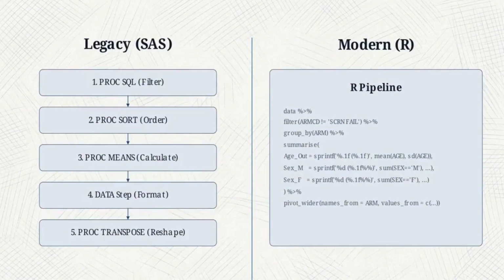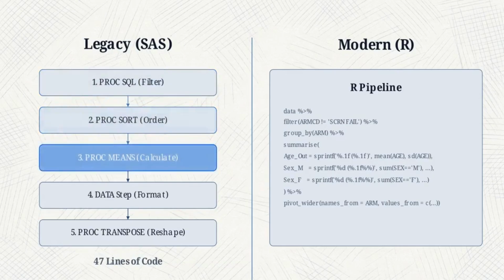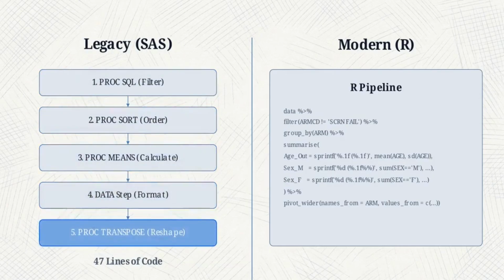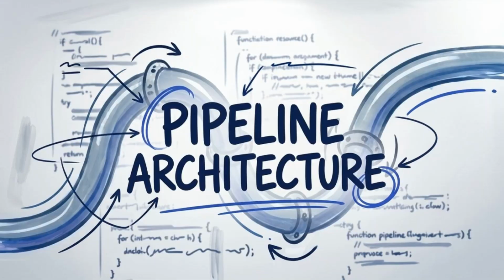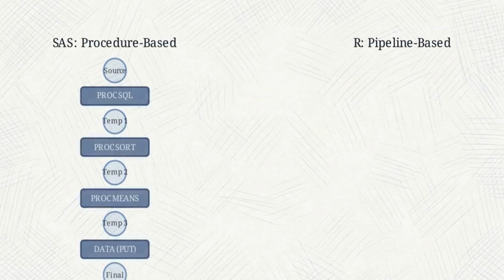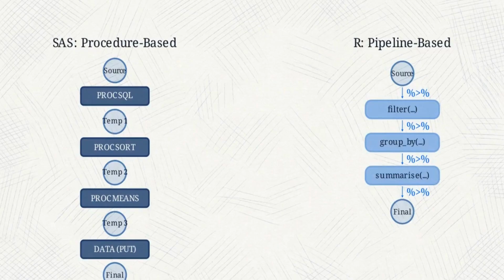This split screen shows two ways to build that exact same summary. On the left, the standard SAS approach requires 47 lines of code across 5 distinct procedures. On the right, modern R achieves identical results in 12 lines. Reducing code volume by 75% requires a change in how we structure logic. It means moving away from saving temporary, disconnected datasets and building a single, unbroken data pipeline.